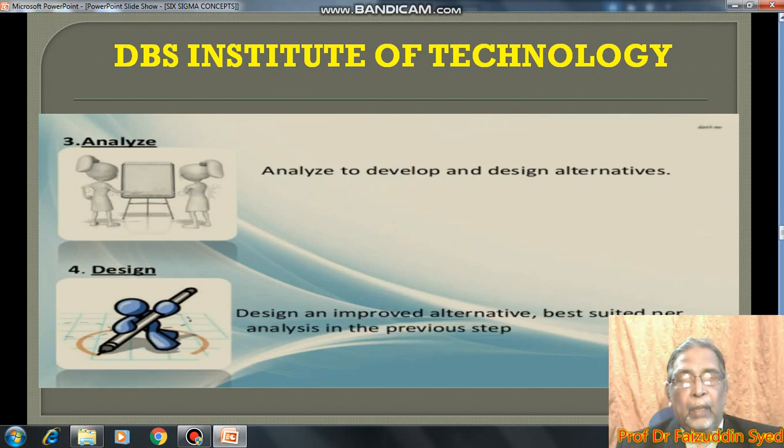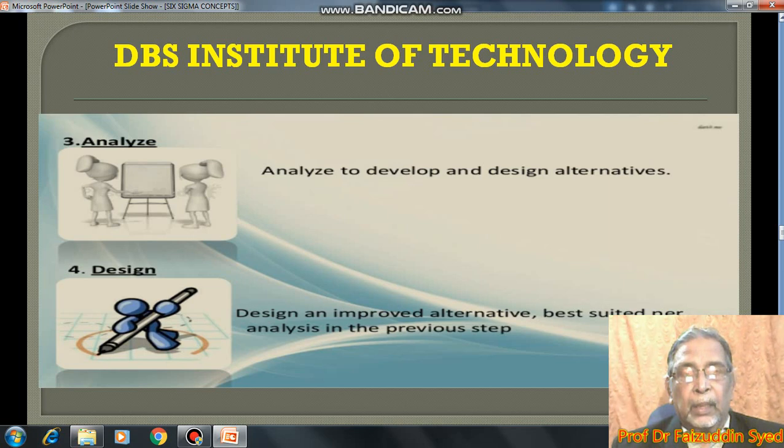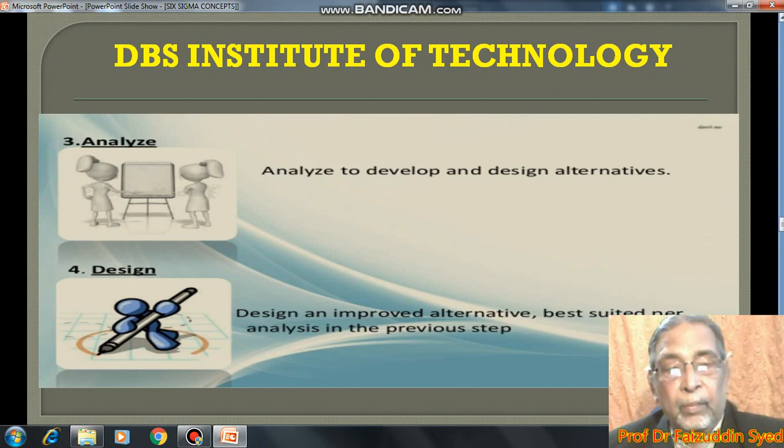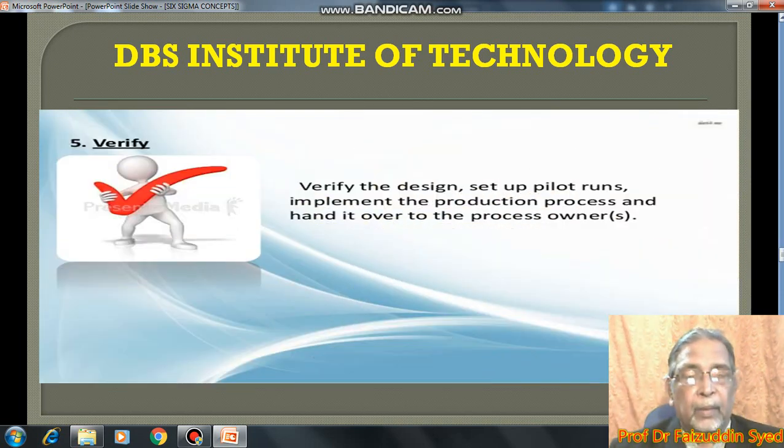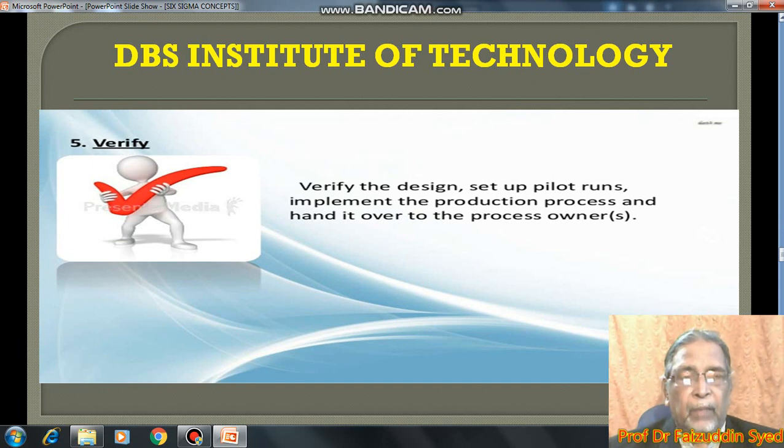Number 3, analyze. Analyze, develop, and design alternatives. Number 4, design an improved alternative which is best suited for analysis in the previous step. Number 5, verify the design, set up pilot runs, implement the production process, and hand it over to the process owner.